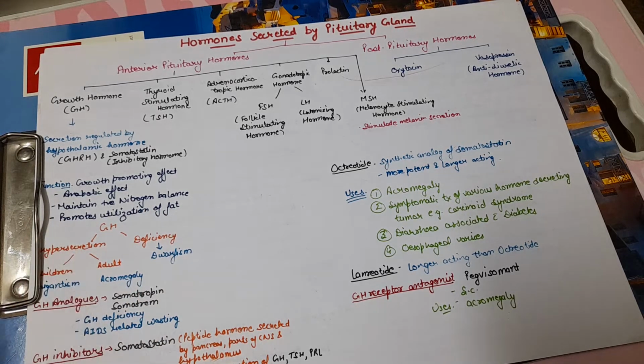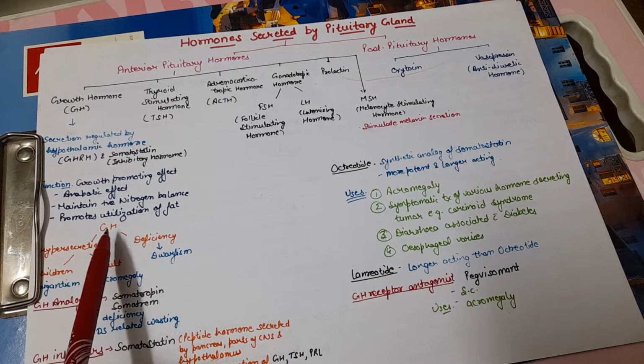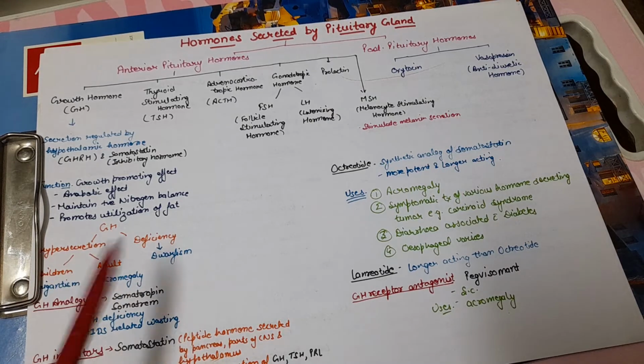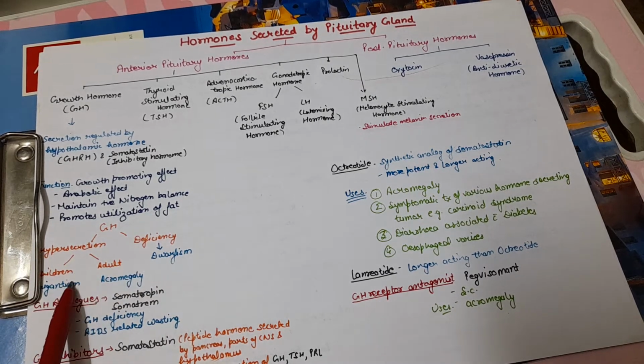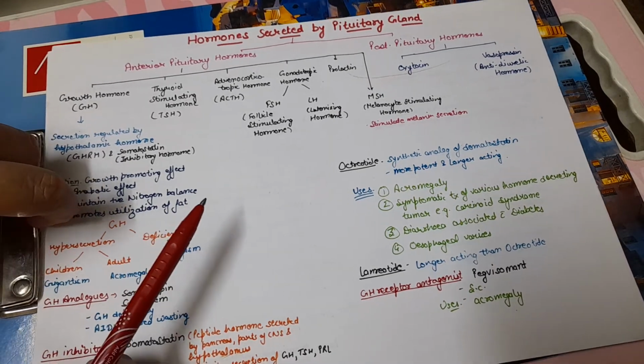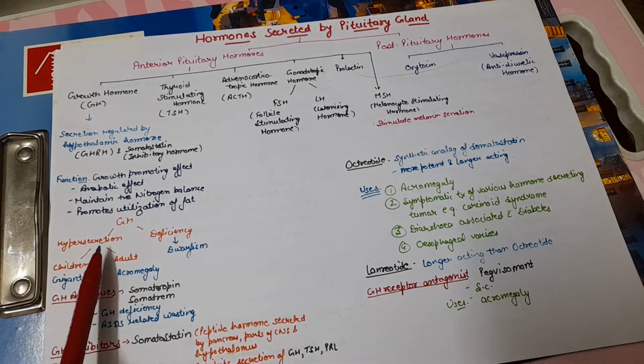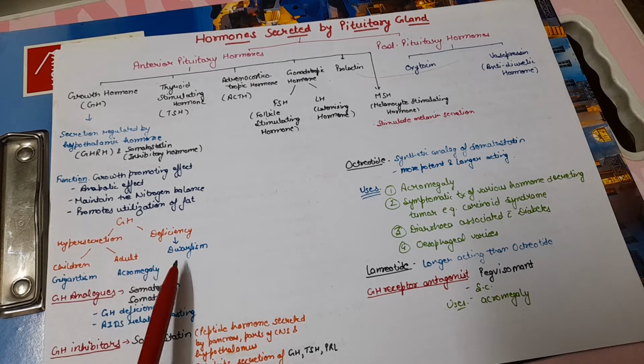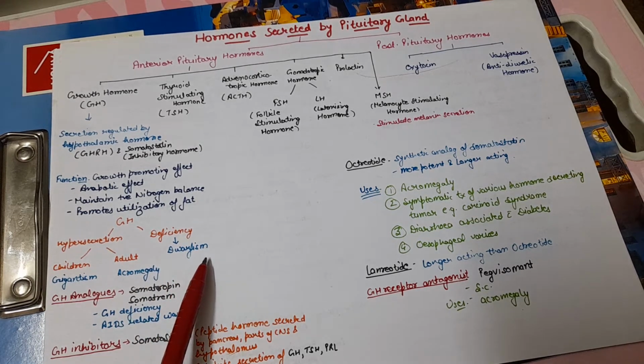Clinical disorders occur due to either hypersecretion of growth hormone or deficiency of the hormone. If hypersecretion occurs in children, it will cause gigantism, and in adults it causes acromegaly, and growth hormone deficiency leads to dwarfism.